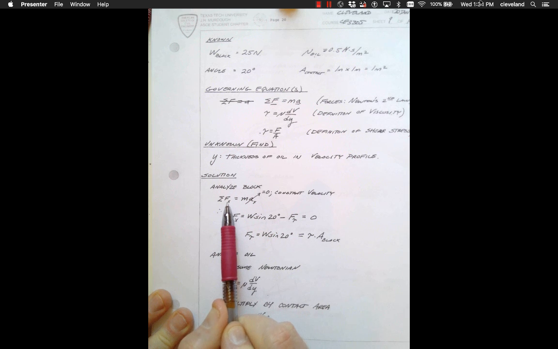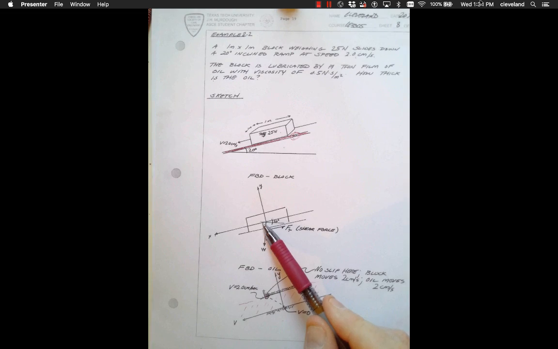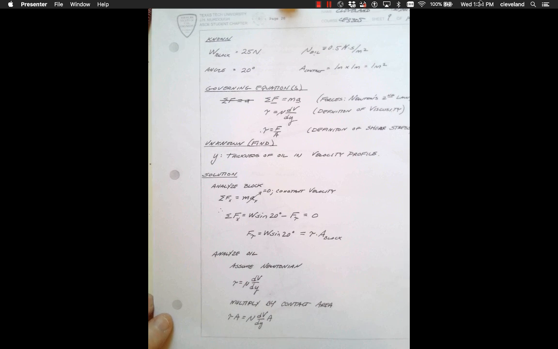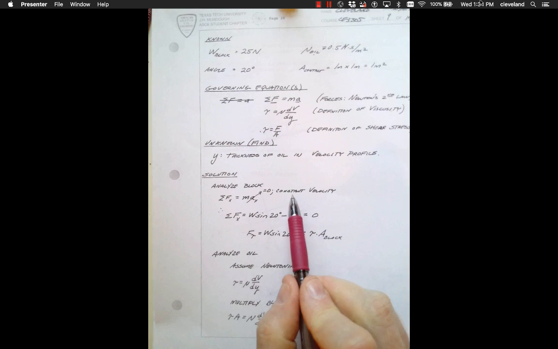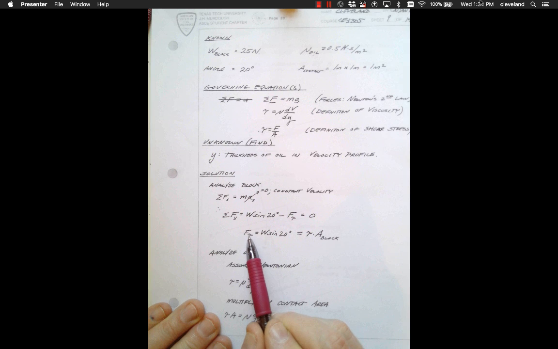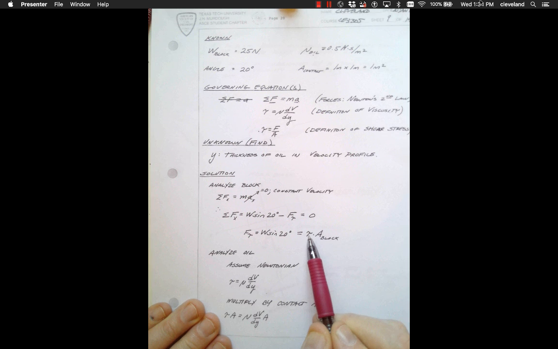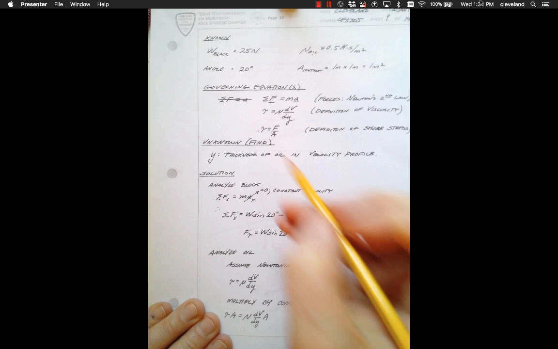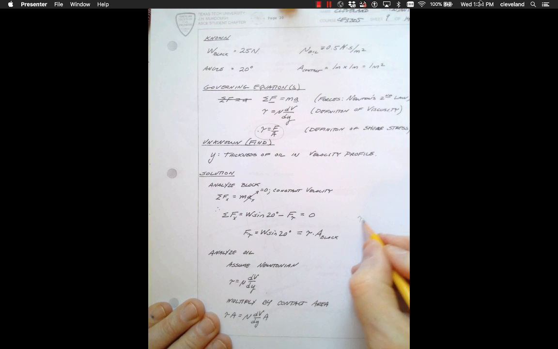We have the sum of the forces in the x, downslope direction, equal to mass times acceleration in the x. We're told it's at constant velocity, hence the acceleration term must be 0. So the sum of the forces in x is W times the sine of 20 minus the shear force of the oil on the block, which is 0. Therefore, F tau is equal to W sine 20, which equals tau times the area of the block. Essentially invoking the definition of shear stress, where shear stress is F over A.